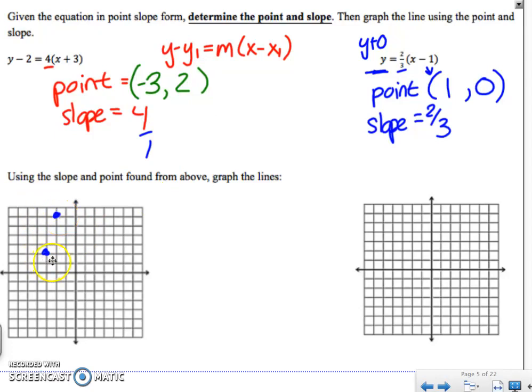And I'm also going to go down 4 over 1. And you can do it one more time. So then that is our line. And we can graph it using point slope.